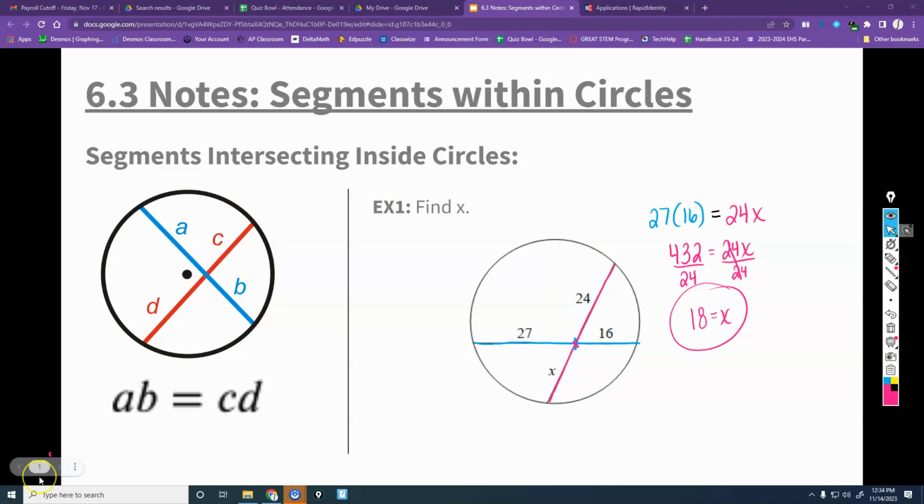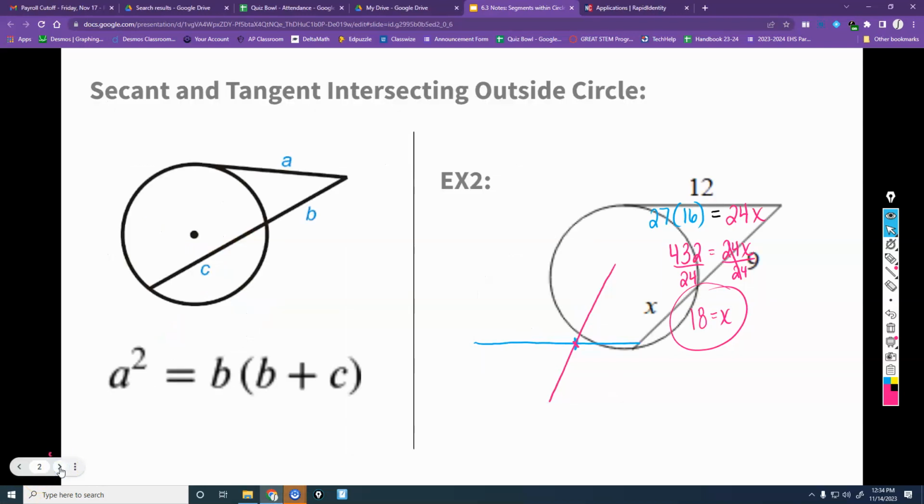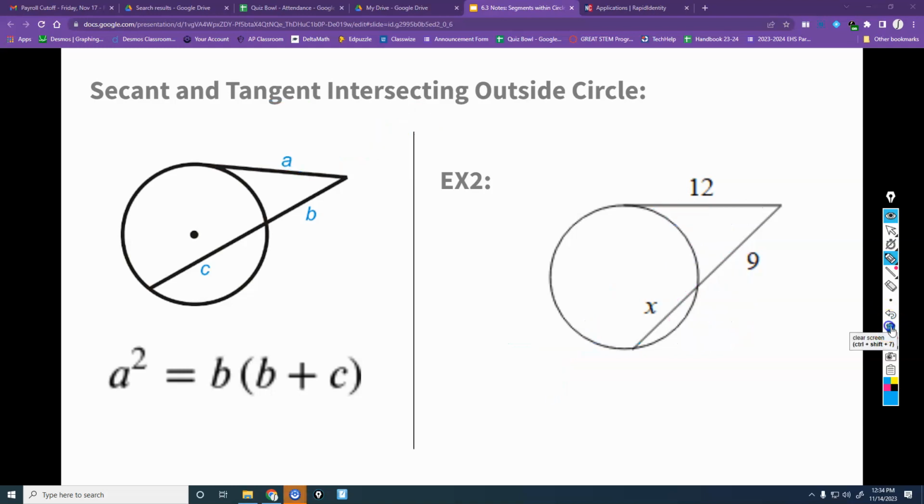All right, so that's your first type of rule that you'll see. The second is going to be when you have a secant and a tangent. Okay, so the tangent is this line right here that just is on the outside. That is the tangent. Oh, shoot. Let me get rid of all that. Here, let me write that again. This line right here is our tangent.